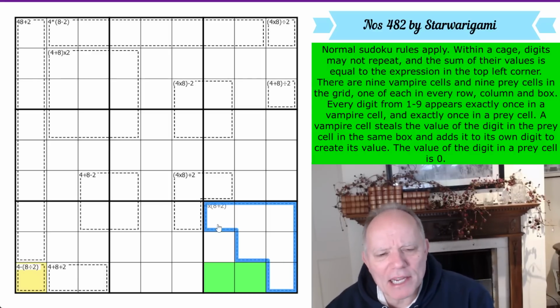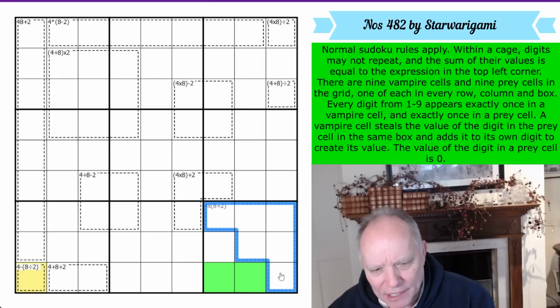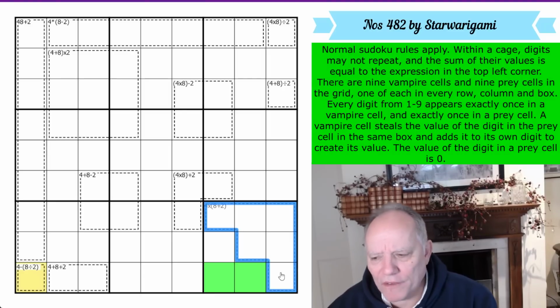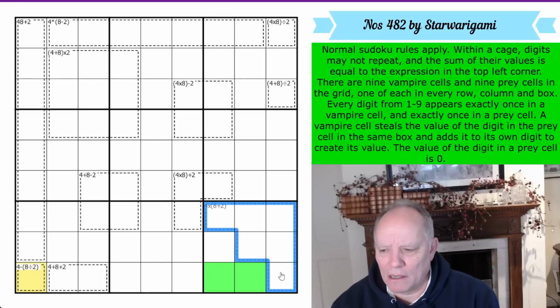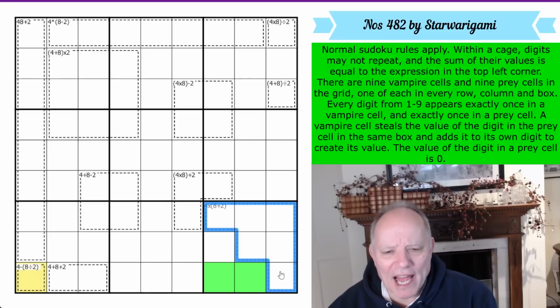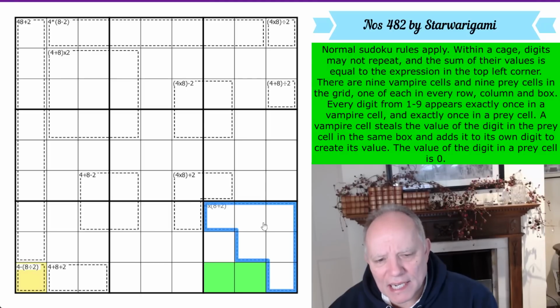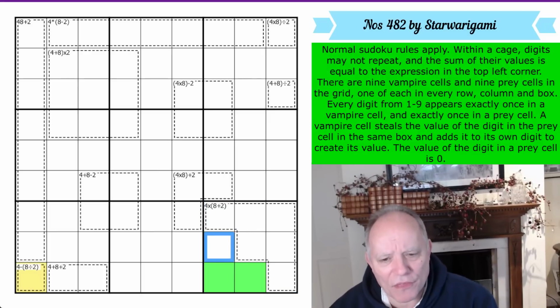Now, if the prey cell was in this 6-cell cage, that would have a value of 0, and the digit in that prey cell would just itself be added to the vampire cell's value. And you'd effectively, therefore, have 6 digits added together. So I don't think the prey cell can be in this cage. I think the prey cell has to be here. Which is really interesting. Okay, I think that's right.